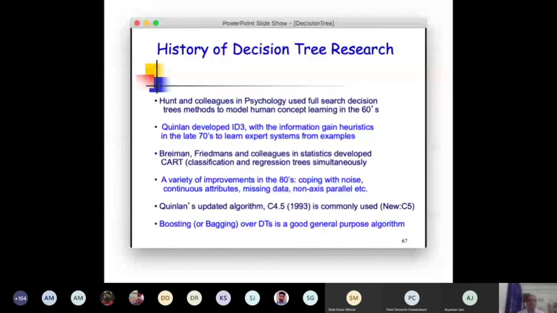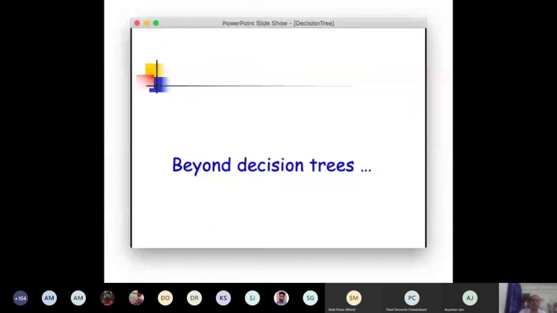Just to summarize the history of decision tree research, to give some idea, you can see it is quite old. Concept learning came in the 60s, then the ID3 algorithm came in the 70s, and then next algorithms like CART, and a variety of improvements after that. Then in 1993, C4.5, which is presently C5, which is, I think, the state of the art now. So those algorithms are used. Of course, now there are other variations, like boosting or bagging over decision trees, which is a good general purpose algorithm. In fact, I will be quickly covering 2 things.